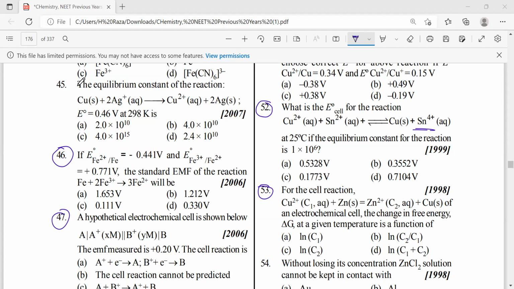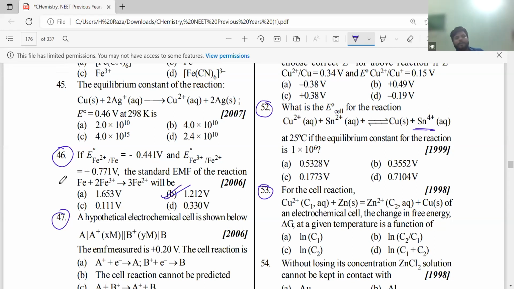So the answer is 1.212 volt. Yeah, B, right? For 46? Yes, sir. Nadia. Yes, sir. It's B. Very good. It's the right answer.